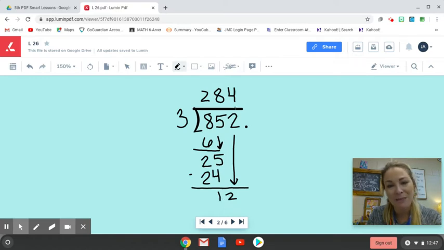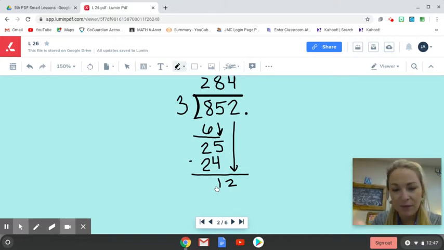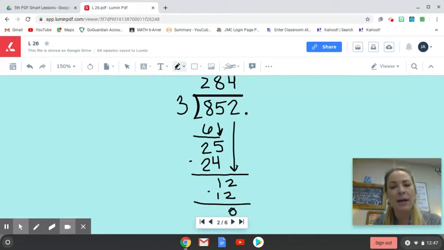But I have another space left to fill here, so I drop down my 2. And now I'm asking, can 3 go into 12? Yes, it can go in evenly. 3 times 4, I didn't even finish this work. 3 times 4 is in fact 12, which leaves me with 0. And that's how I know I'm done.